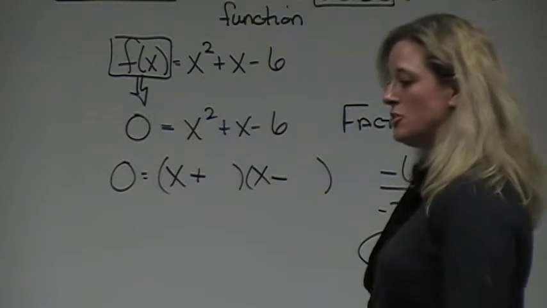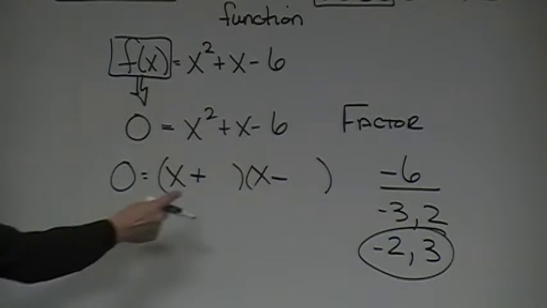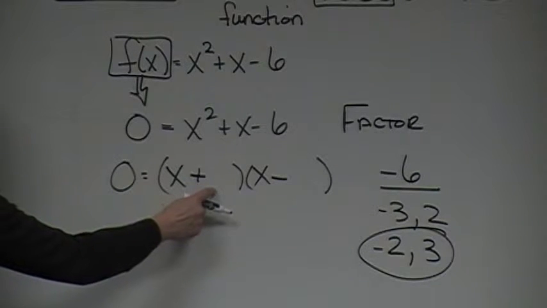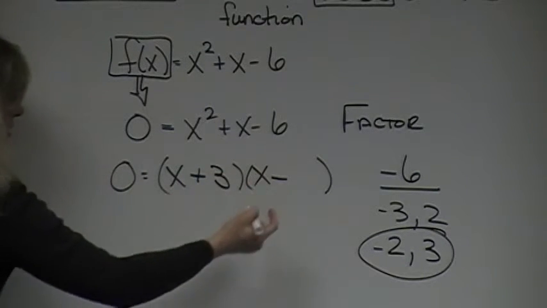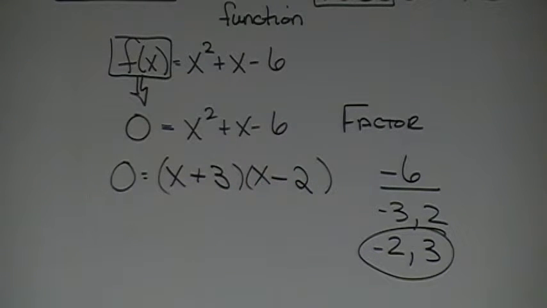Awesome. There's my two factors. Because -2 times a positive 3 is -6. But -2 plus 3 is positive 1. So therefore, that's what we put. So now the order does make a difference. Which number do I put here with the positive? The 3. What number do I put here with the negative? The 2.